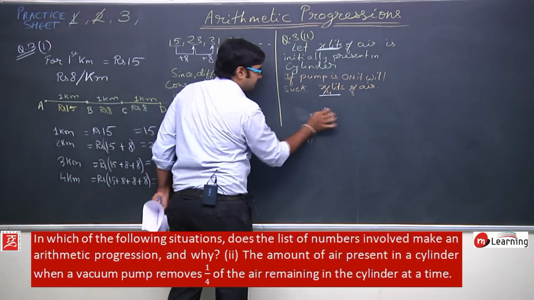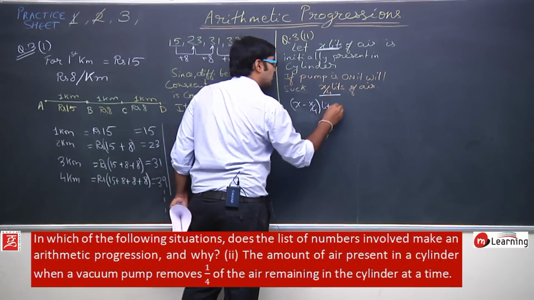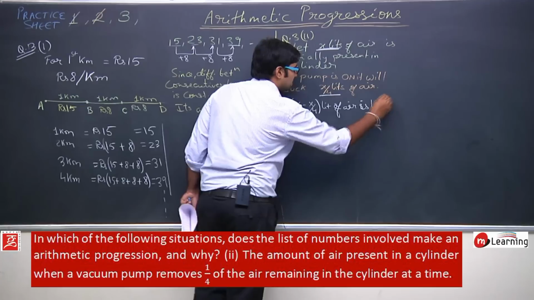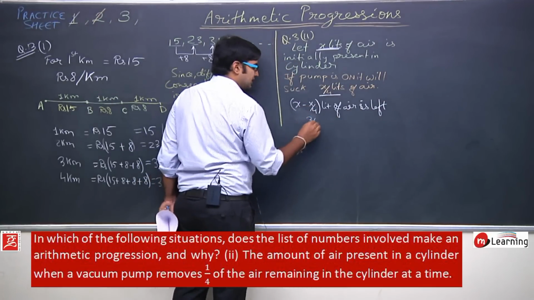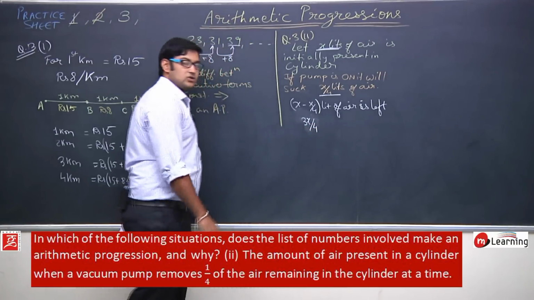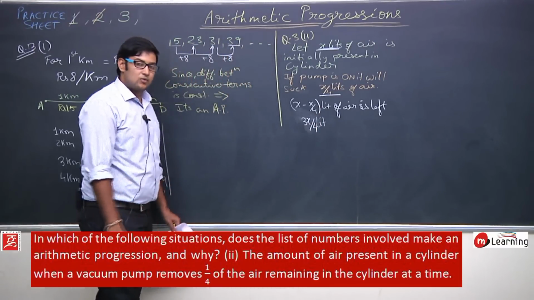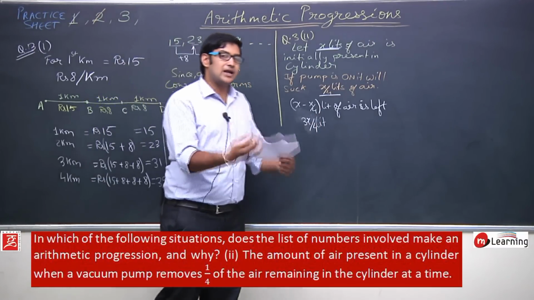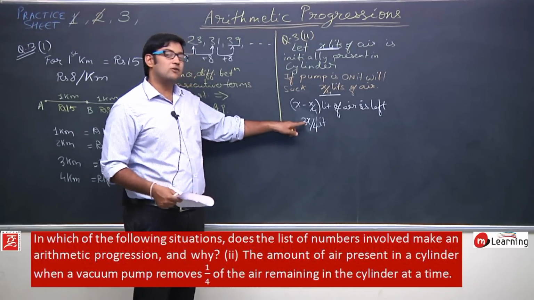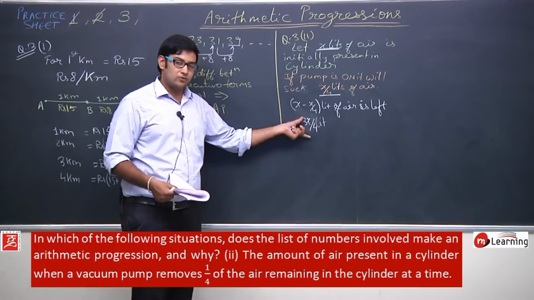I can say x minus x by 4 liters of air is left. X minus x by 4 is 3x by 4. So this much amount of air is now present inside the cylinder. Now if I switch on the vacuum pump again, then how much air will it suck out? It will suck 1/4 of this air. This is 3x by 4 air, and 1/4 of this means divided by 4.